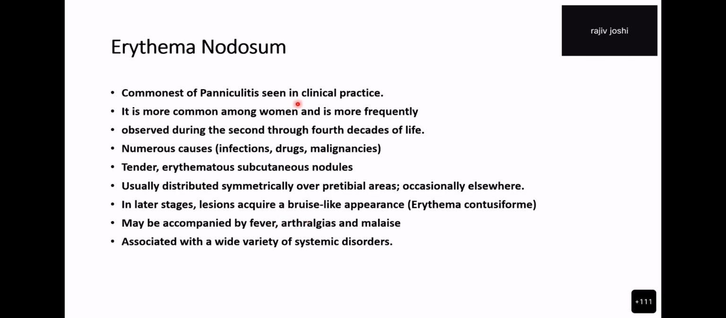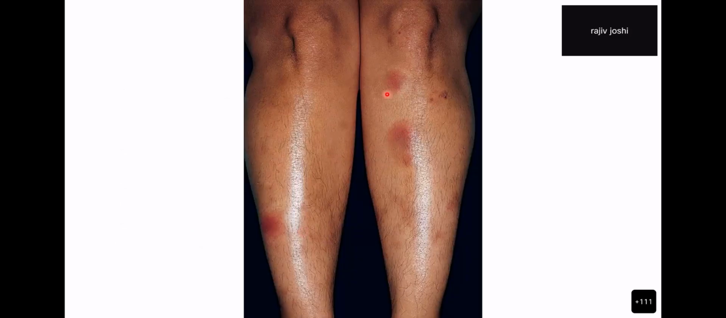So erythema nodosum is the commonest of panniculitis, more common in women, more frequently observed during second through fourth decades. Numerous causes. You get tender erythematous cutaneous nodules, usually over the pretibial areas, but you can get them on the forearms, you can even get them on the trunk. In late stage, they acquire a bruise-like appearance. It takes between 3 to 6 weeks for it to subside. And that's why it used to be known as erythema contusiforme. Can be associated with a wide variety of systemic disorders, which you need to investigate, and may be accompanied by fever, arthralgias, and malaise. And this is clinically what it looks like typically.